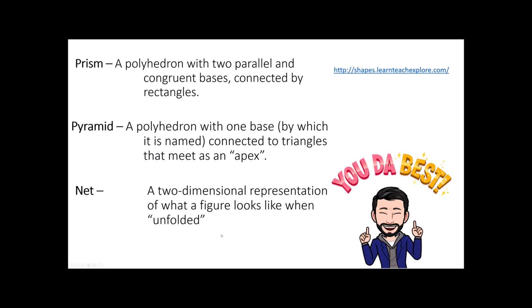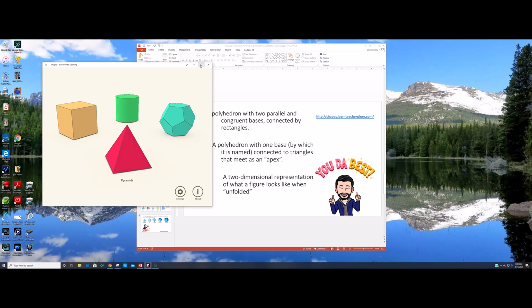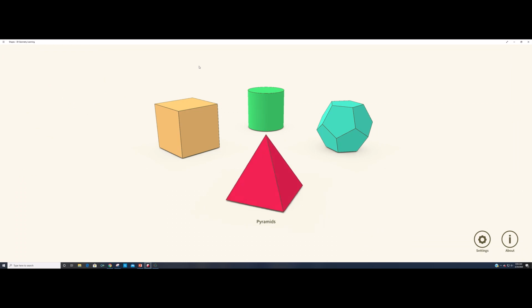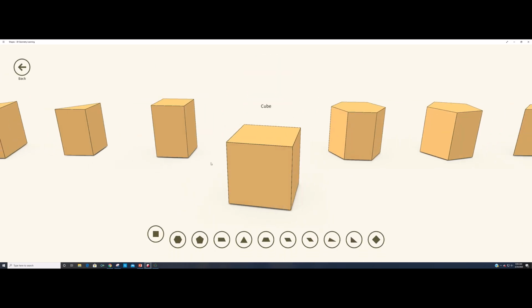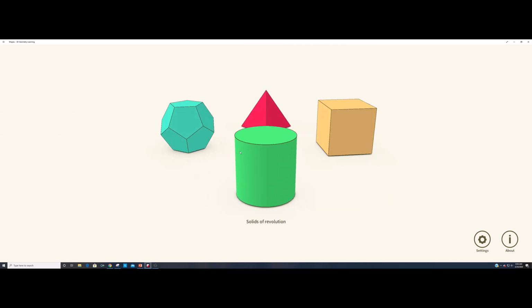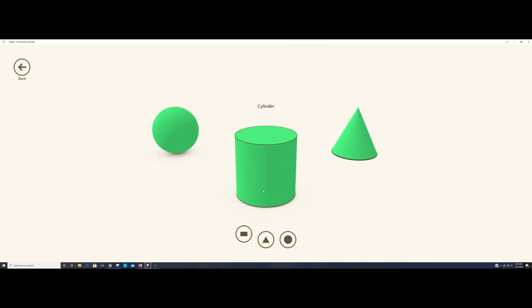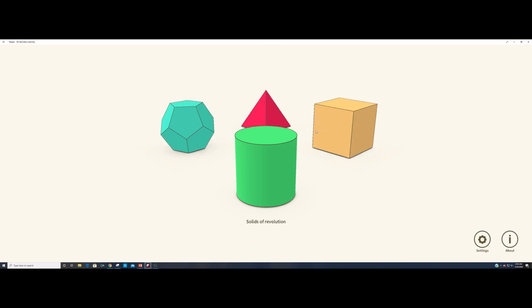So I'm going to hop out of this slideshow real quick. I'm going to hop over to this app. This is called Shapes, and I did give you the website for how you could access this. Notice that when you open Shapes, you have several different three-dimensional figures listed. You can see it started me on pyramids. This is prisms. You can notice that we've got some more unusual shapes here. These are called solids of revolution. We'll talk about those in a little bit. And then you've got some really cool shapes over here. We'll talk about it at a later point in time.